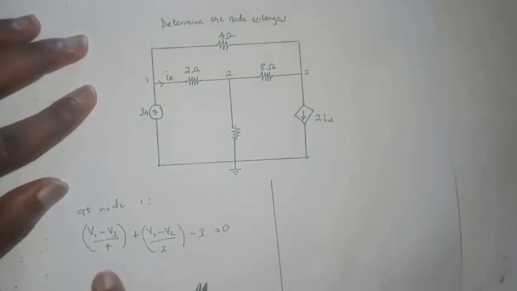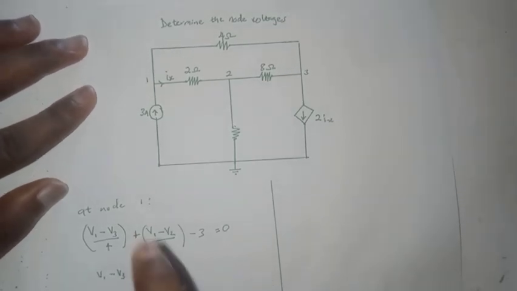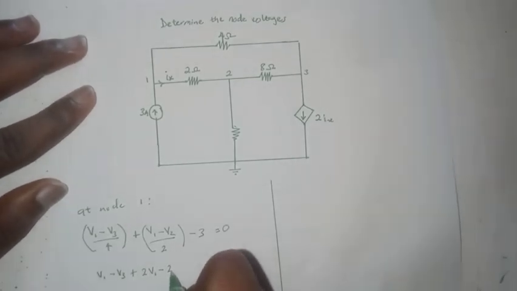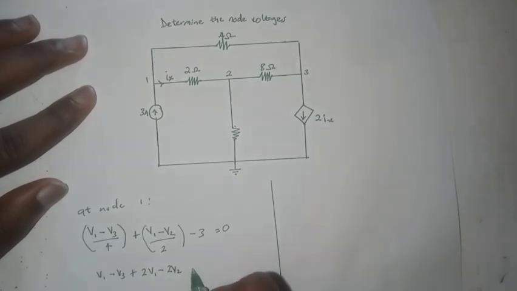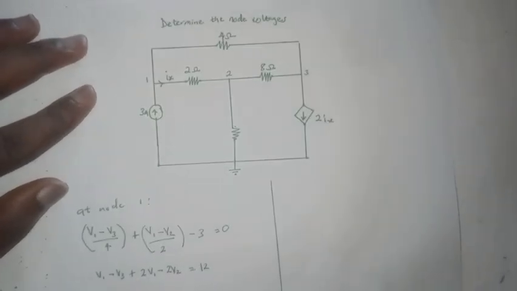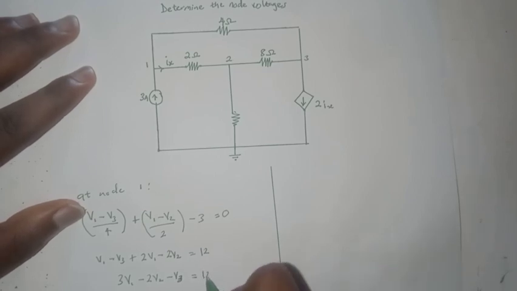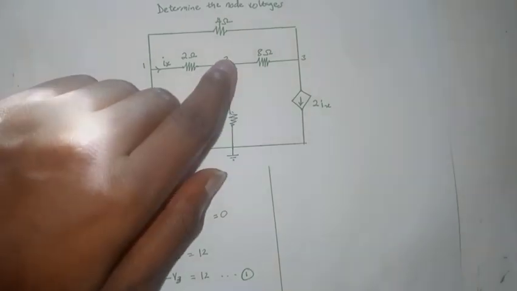So multiply through by 4, and then we get V1 minus V3 plus 2V1 minus 2V2 equals 12. Then we'll just do our additions, and we have 3V1 minus 2V2 minus V3 equals 12, and we can call that our first equation. Then we come to node 2.